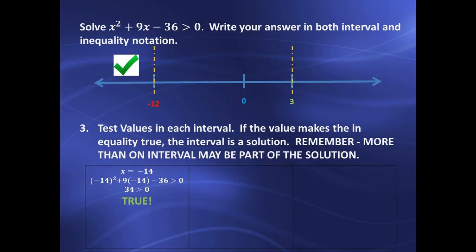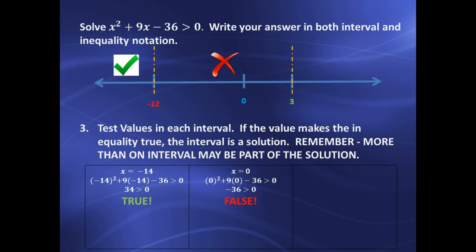The first value we're going to test is negative 14. That's in the interval of less than negative 12. When we test negative 14, we find that it makes our inequality true. So we put a check mark there or mark it true, whatever you want to do. That will be part of our solution. Now we're going to check the interval between negative 12 and 3.